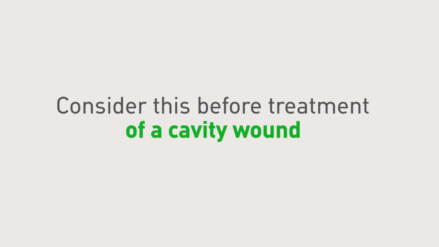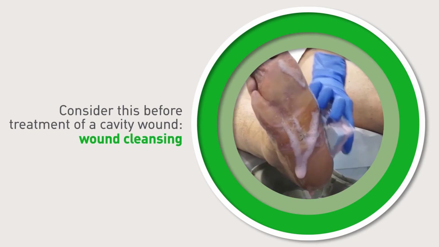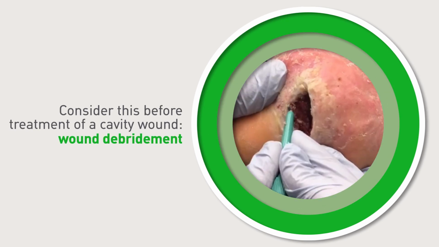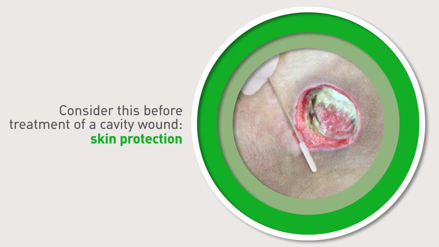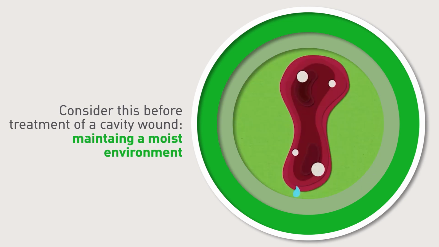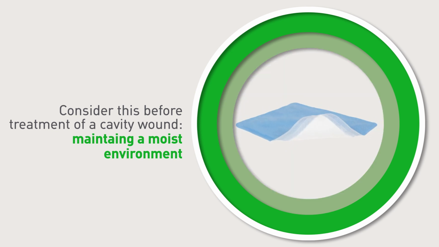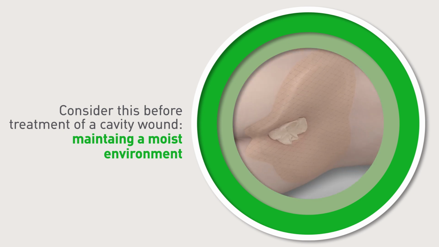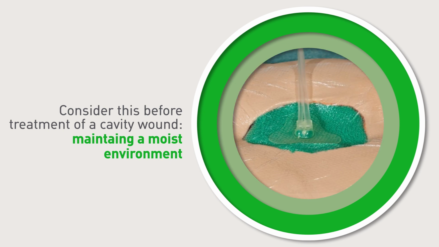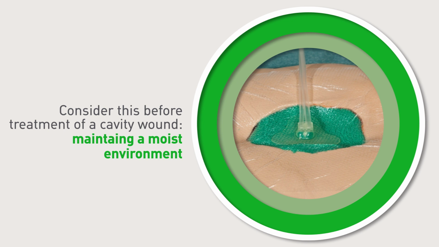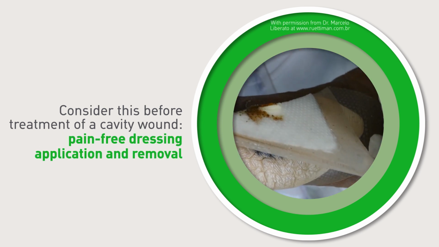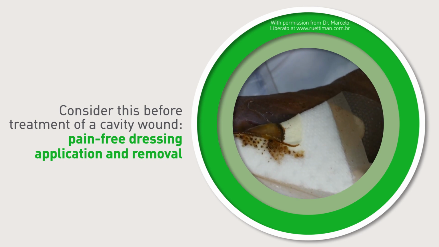Before Jane treats the cavity or fistula, she will take the following into consideration: the need for wound cleansing, wound debridement, providing peri-wound skin protection, maintaining a moist wound environment with an appropriate dressing material that can absorb, retain, and control exudate. It can be, for example, a superabsorbent dressing, a cavity filler together with secondary dressing, or devices such as negative pressure wound therapy. Ensuring pain-free application and removal of dressings.